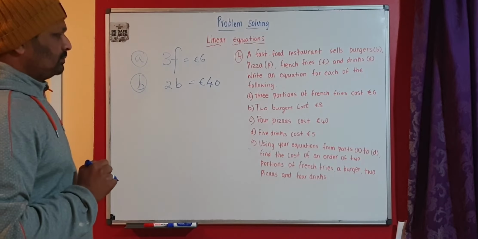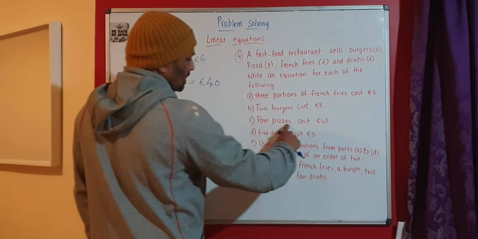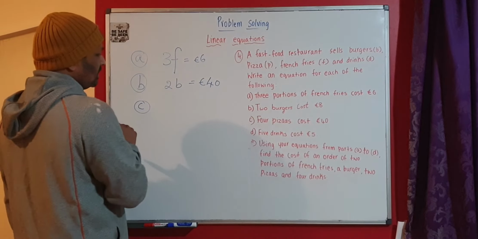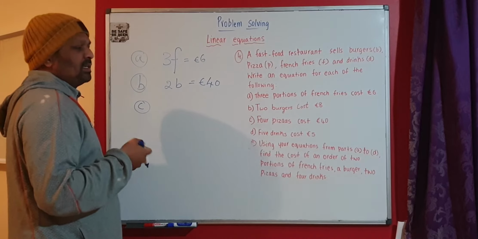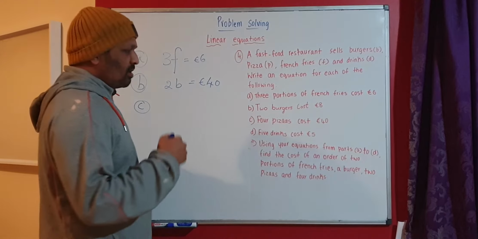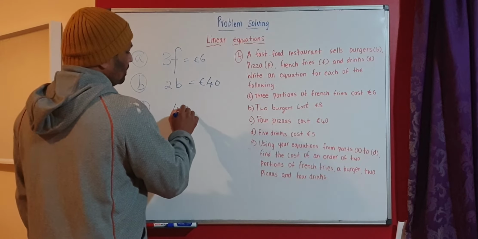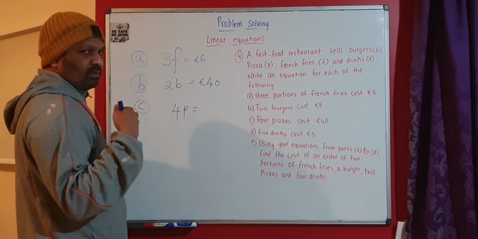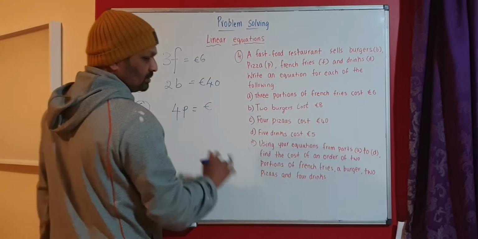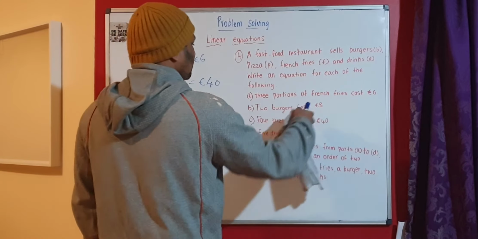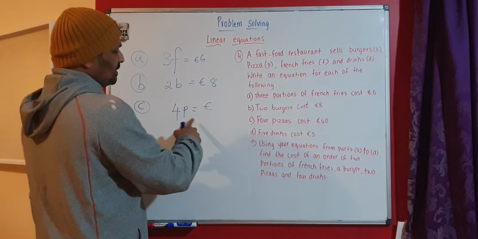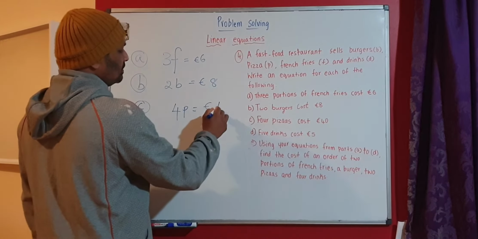And four pizzas cost €40. We can consider the cost of pizza is P, because the starting letter is P. So the cost of four pizzas will be 4P, P plus P plus P plus P, is equal to 40. Previously, the cost of two burgers is €8, whereas here, the cost of four pizzas is €40.